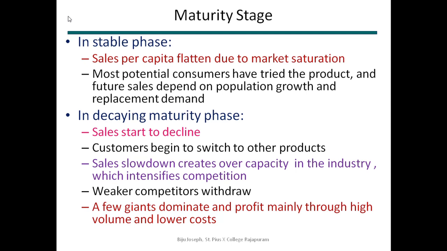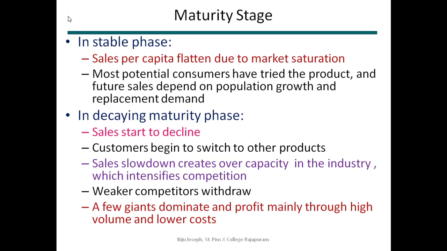Naturally, sales start to decline, and consumers or customers begin to switch to other products. They may come across a new product, so normally they may switch to that. And as a result of the decline in sales, there may be an overcapacity in the industry. In other words, there may be increased supply in the market.